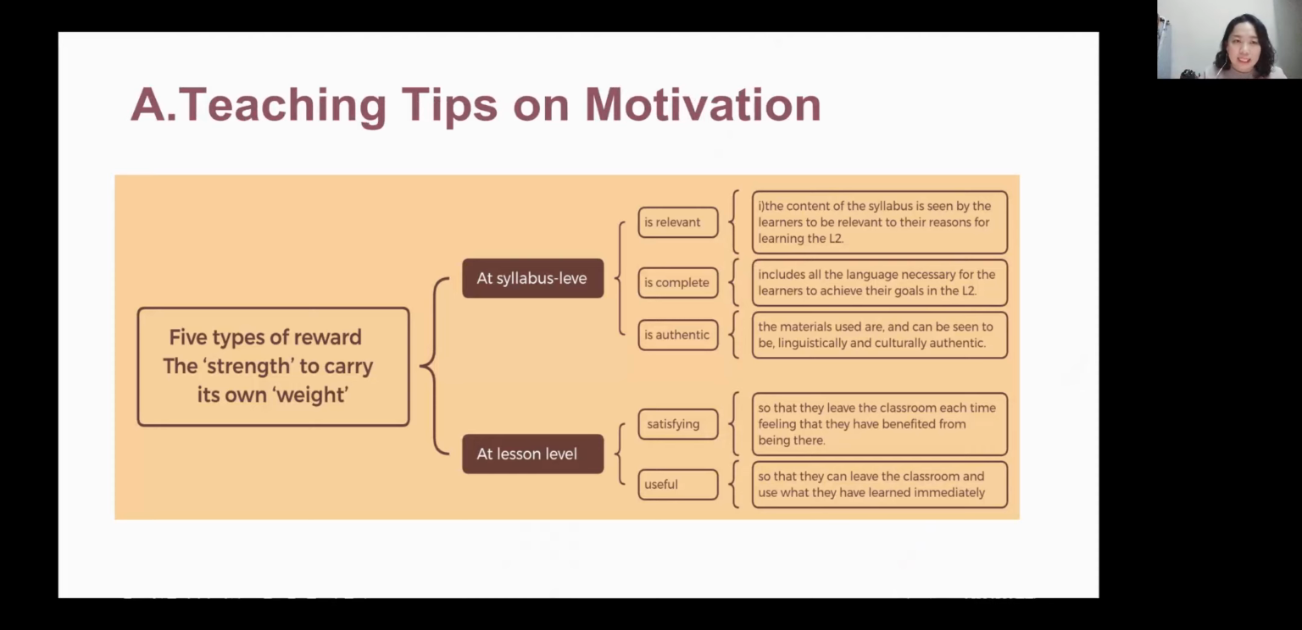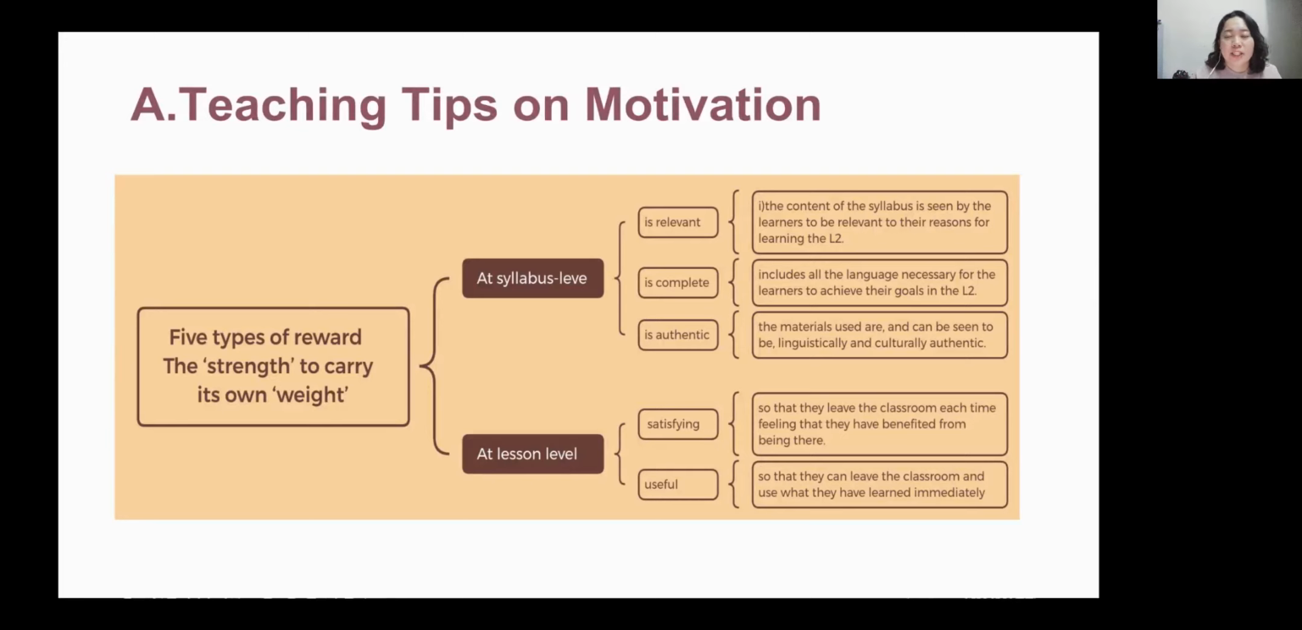Let's look at the teaching tips on motivation. 5 types of reward, the strength to carry its own weight. Now let's look at the first one. He suggests that a course can provide 5 types. First, at the syllabus level and at the lesson level. At the syllabus level, it is relevant, complete, and authentic.